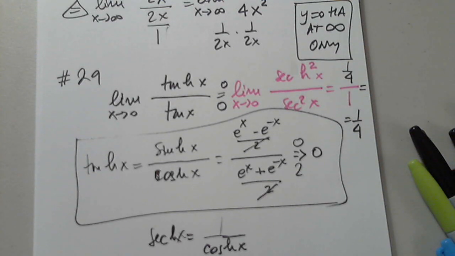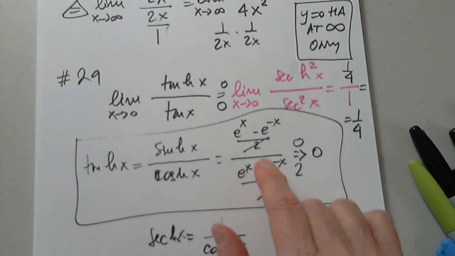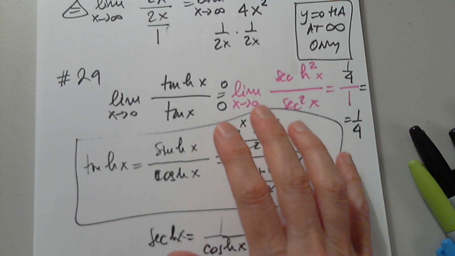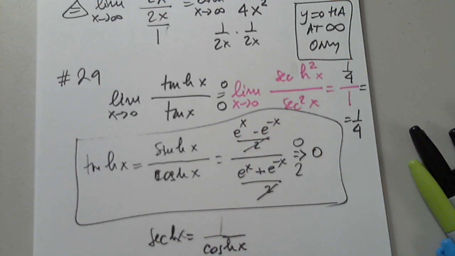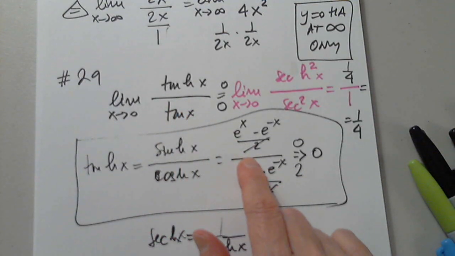Are there any more with hyperbolic that we could maybe try? We can find more. So hyperbolic tangent.